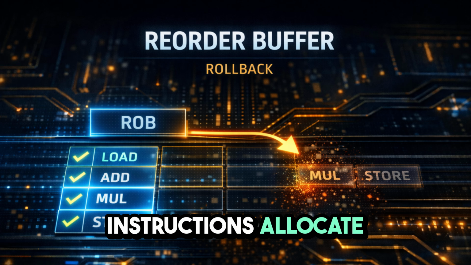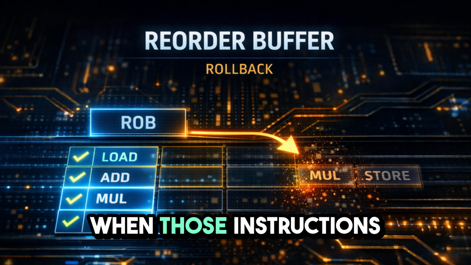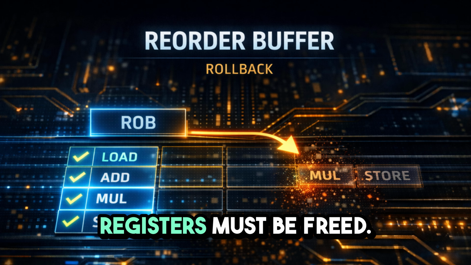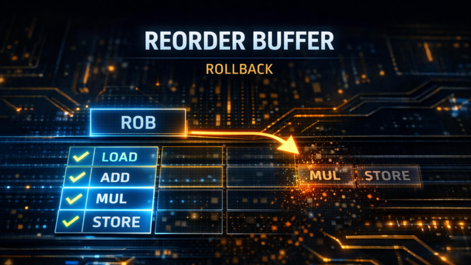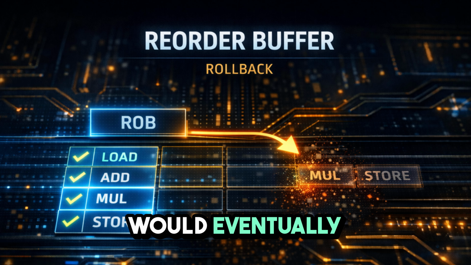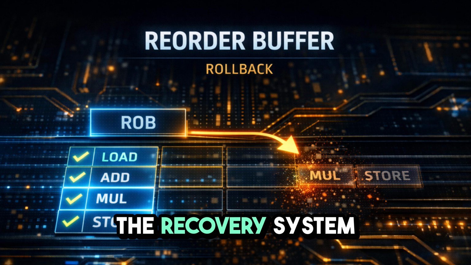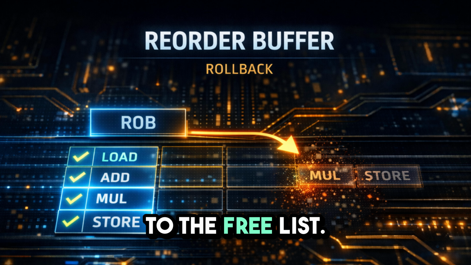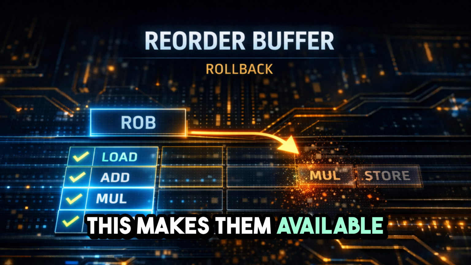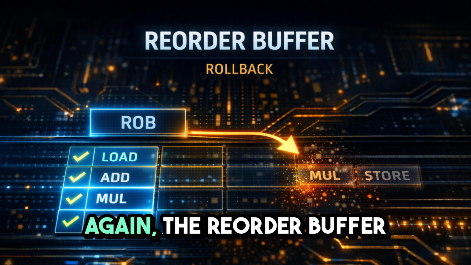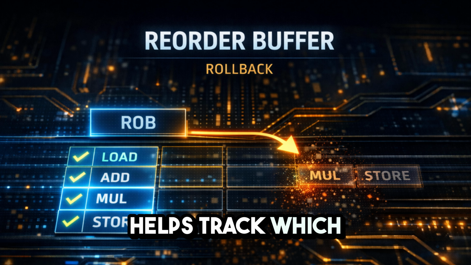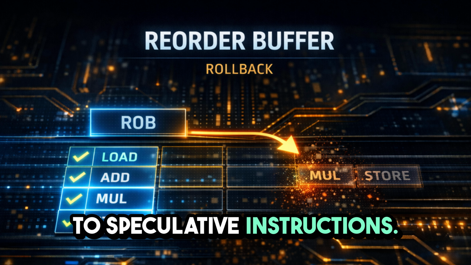Speculative instructions allocate physical registers. When those instructions are rolled back, those registers must be freed. Otherwise, the processor would eventually run out of registers. The recovery system returns those registers to the free list. This makes them available for future instructions. Again, the reorder buffer helps track which registers belong to speculative instructions.